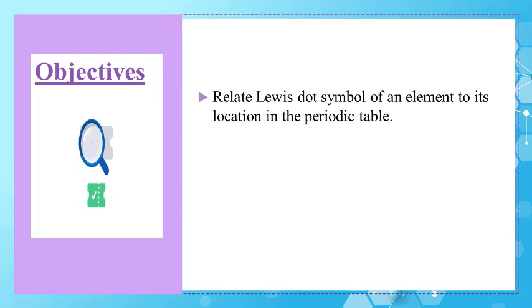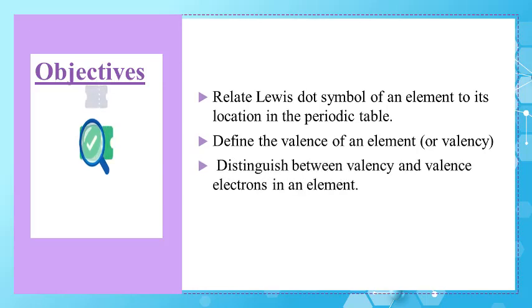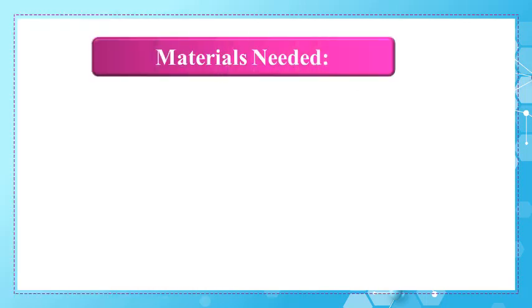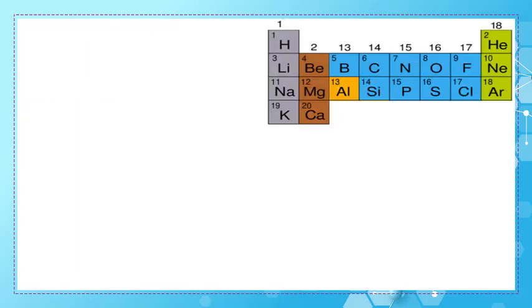And at the end of this video, you will be able to relate the lowest dot symbol of an element to its location in the periodic table, define the valence of an element, distinguish between valency and valence electrons in an element, and state the octet and duet rules. Prepare your materials and let's begin.